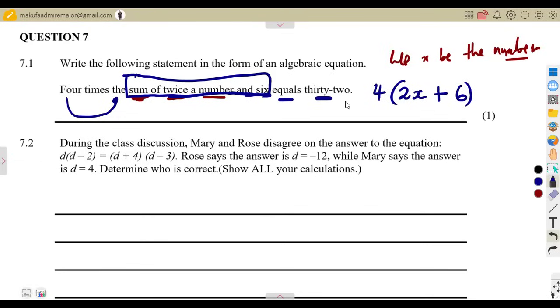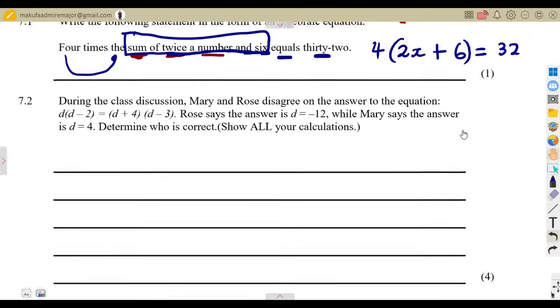Equals 32. It must give us a 32. That is equals 32. So it was an equation that you're supposed to deal with like this part, okay? Which is fine. I mean, to formulate a statement.